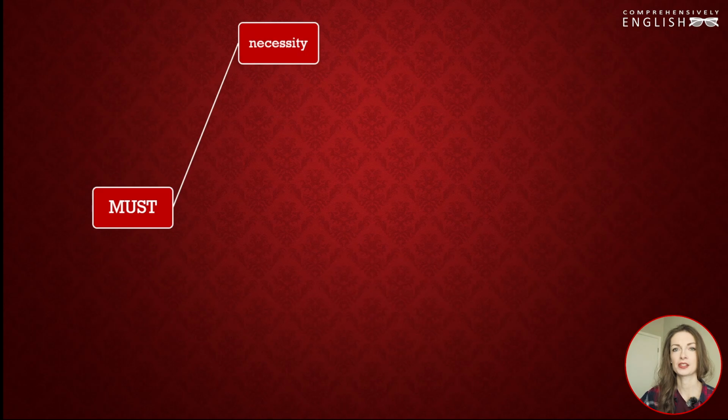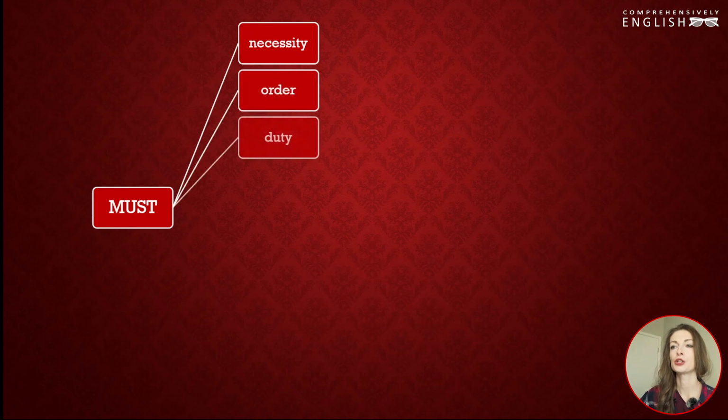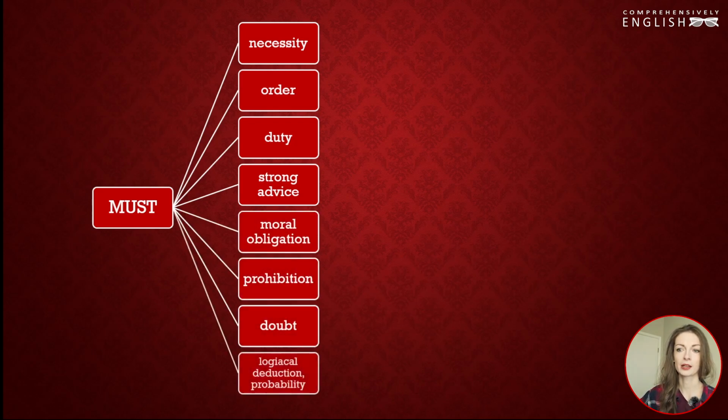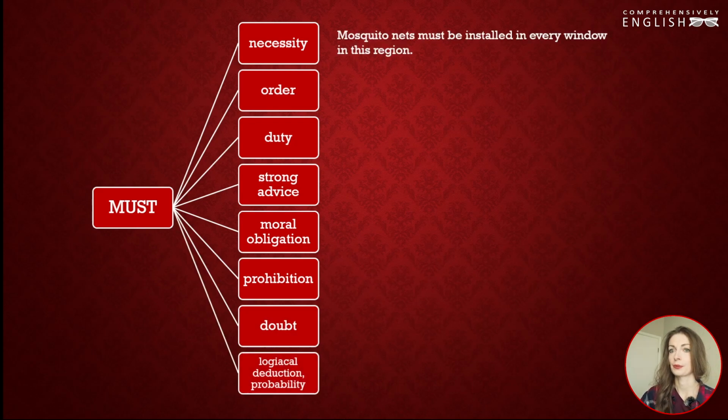Must can express necessity, order, duty, strong advice, moral obligation, prohibition, doubt, and logical deduction or probability. Let's see the examples. When must expresses necessity, mosquito nets must be installed in every window in this region. It is necessary. It's not a law, but it is necessary because otherwise you will have a house full of mosquitoes.